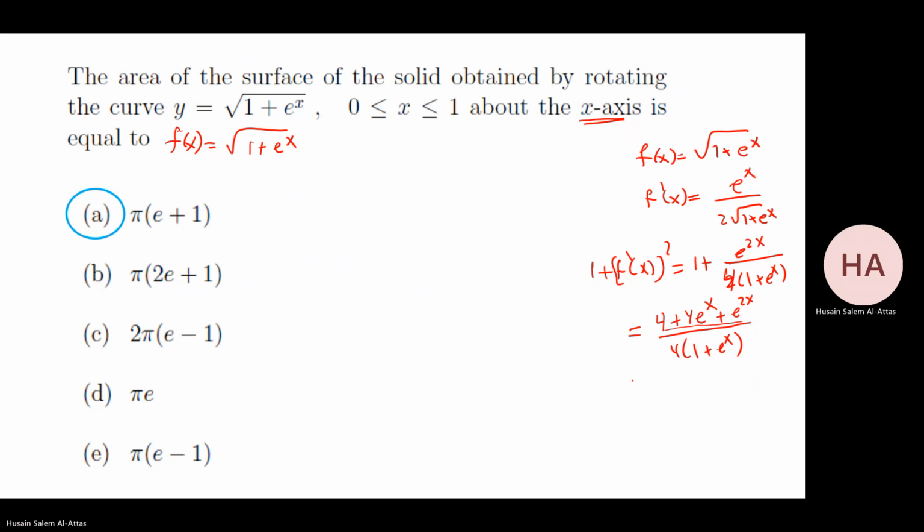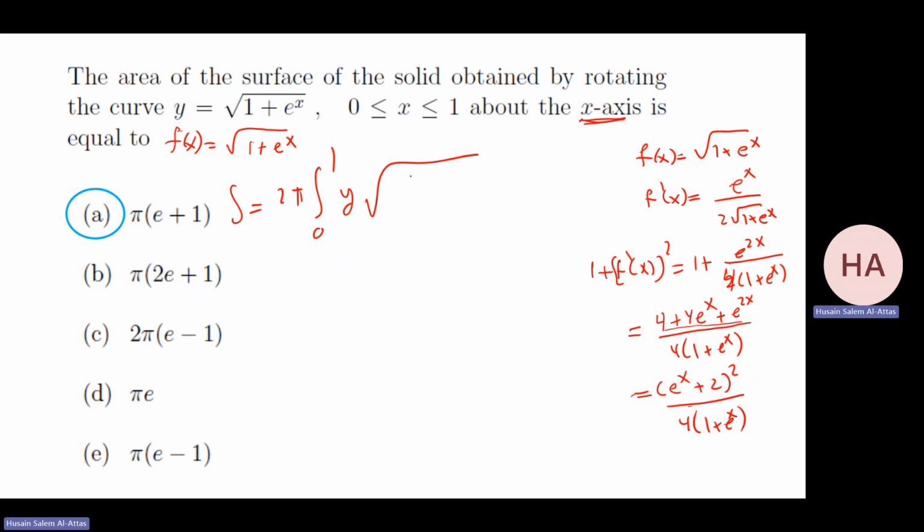This one is a complete square. This one is (e to the power x plus 2) all squared over this. Yeah, open this: e to the power 2x plus 4 e to the power x plus 4. So it's written. So S will be 2 pi from 0 to 1, I add the x values in terms of x, y times square root of 1 plus f prime of x whole squared dx.